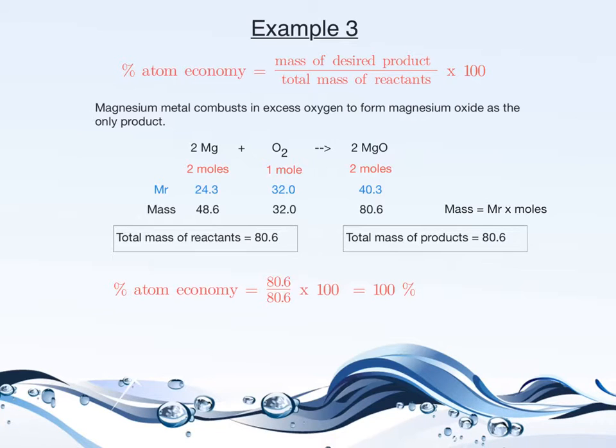Therefore nothing in this process is wasted. 100% of the reactants become the desired product. Watch for this kind of calculation in the exam. Any reaction where there's only a single product in the overall balanced equation will always have 100% atom economy, and therefore you can save yourself some time doing the calculation.